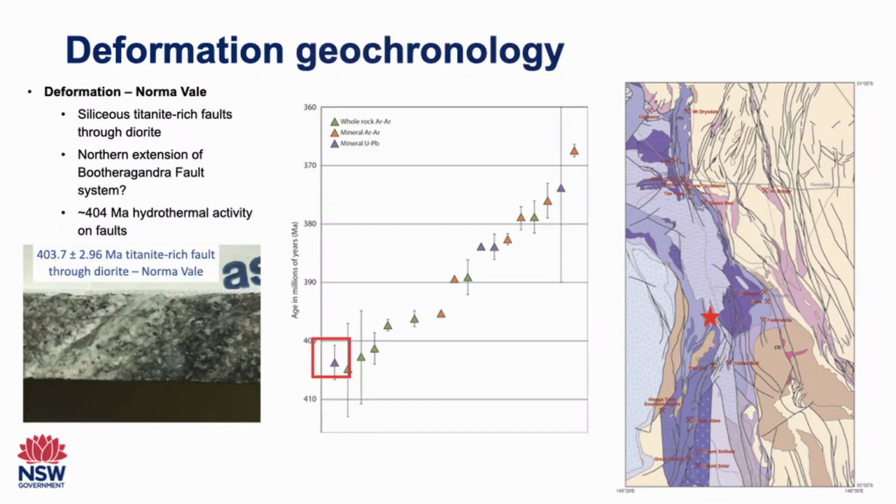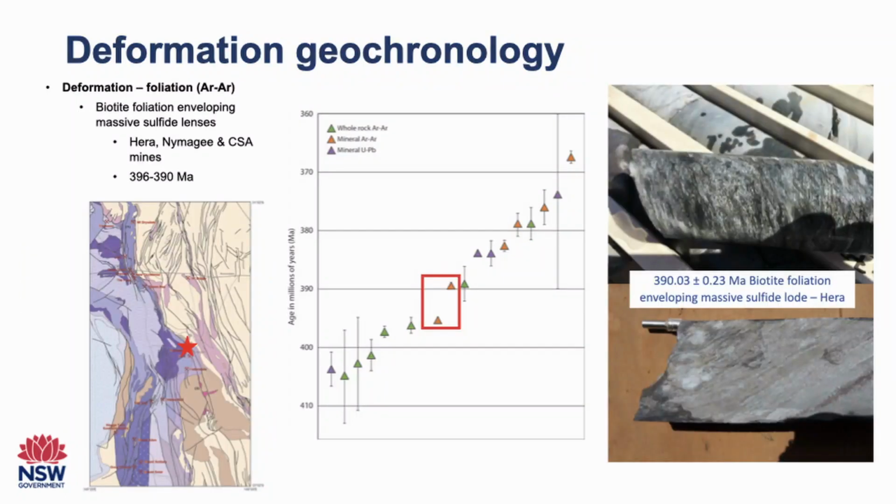If you start to try and do a traverse or have a look at where these things are forming, the older systems that we've come across, one was again in Normavale, in the diorite itself there. We get these faults that have got hydrothermal alteration with them and a lot of hydrothermal titanite developed. So we definitely know that we're seeing movement on faults, potentially an extension of the larger Boothra-Gandra system up to the north at about 404 MA. So that's about the first signs we see of unmineralised deformation.